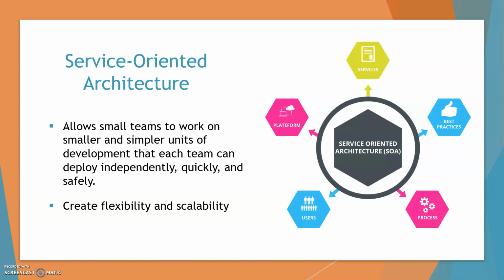This is where we come to service-oriented architecture, and this is what allows small teams to work on these boxes, as I said, or smaller and simpler units of development, and these can be deployed independently, quickly, and safely. And this creates flexibility and scalability because, say, you need a new feature, you just get a new box, put that in there, and have that as a service. If they need your functionality or your data, just call your service, and you'll return that for them. And anything that they do on their end won't affect yours.